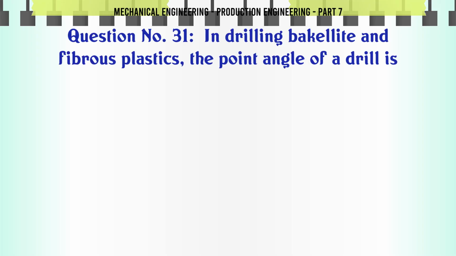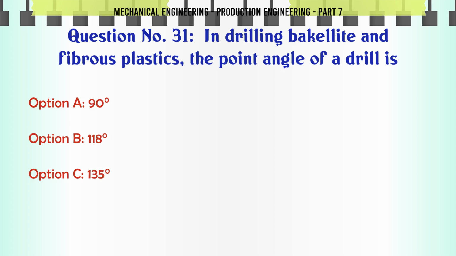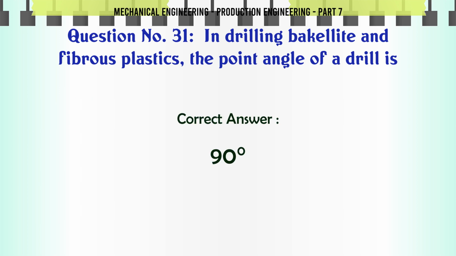In drilling bakelite and fibrous plastics, the point angle of a drill is: A. 90, B. 118, C. 135, D. 150. The correct answer is 90.